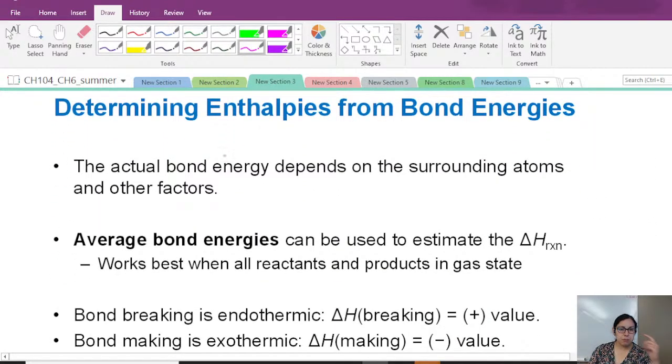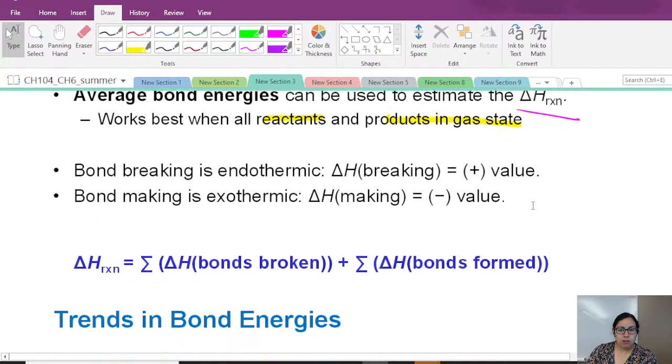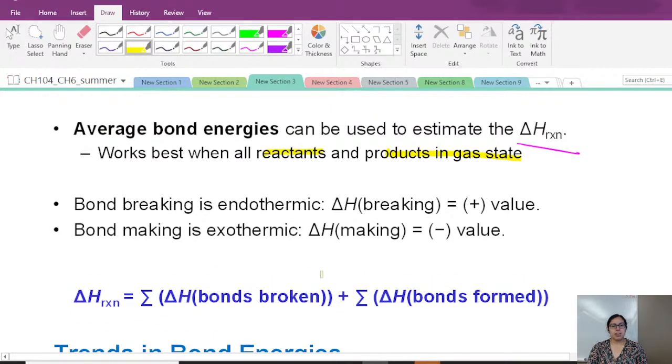And so your actual bond energy depends on your surrounding atoms and other factors, but of course we can at least use our average bond energy to estimate the delta H of our reaction. And it works best when all reactants and products are in the gas state, but you can also calculate it for other states. And so this is really important because we'll have to do some of this.